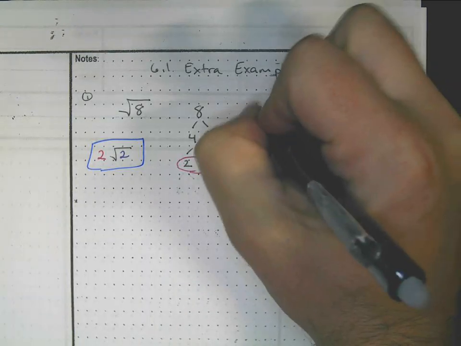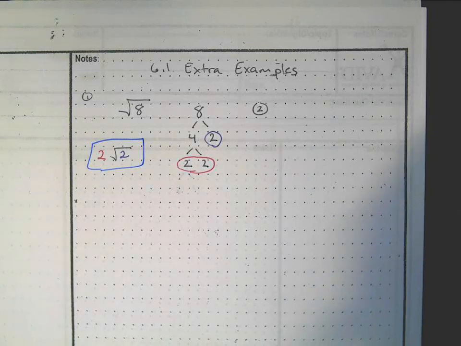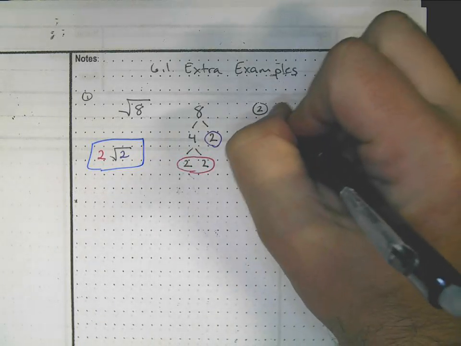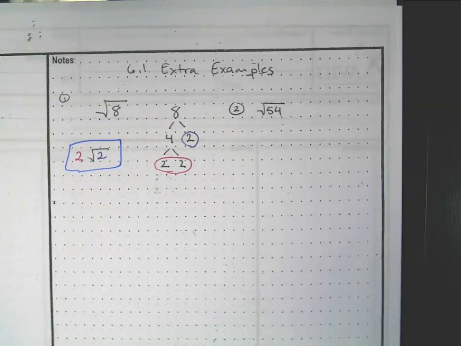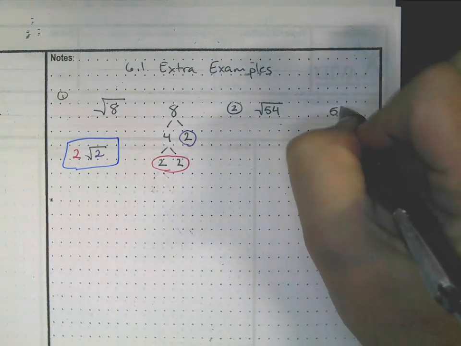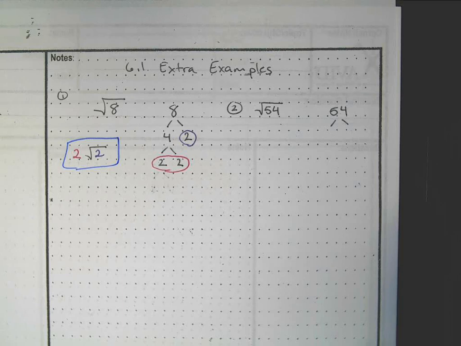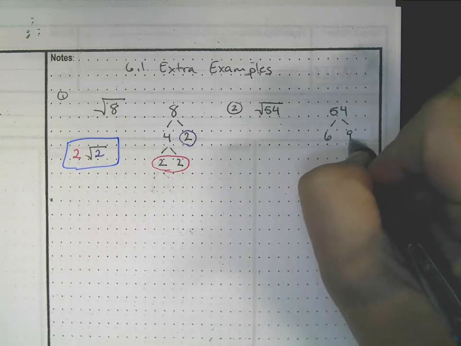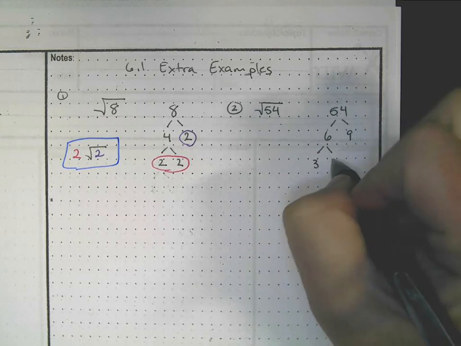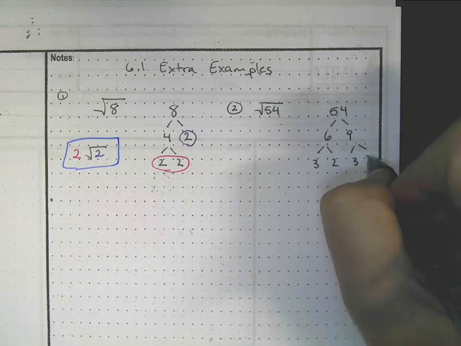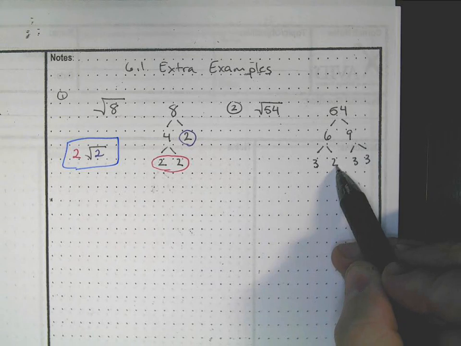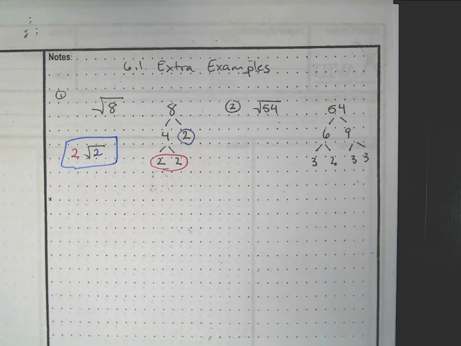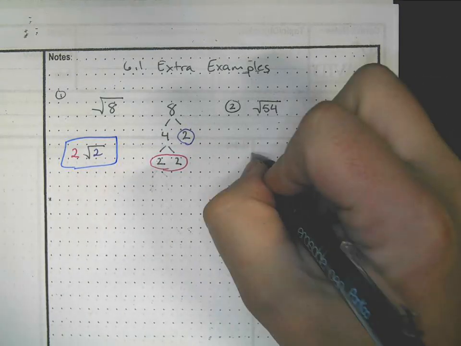So let's do another one. Say we're doing the square root of 54. We'll start by first writing our number 54 and creating that factor tree. So 54 can be 6 times 9. Then 6 breaks down to 3 and 2, and 9 breaks down to 3 times 3. The factors of 3 are just 3 times 1, so I don't want to break it down any further. 2 is 2 times 1, that's all we have, so don't break it down. Same with these 3's.